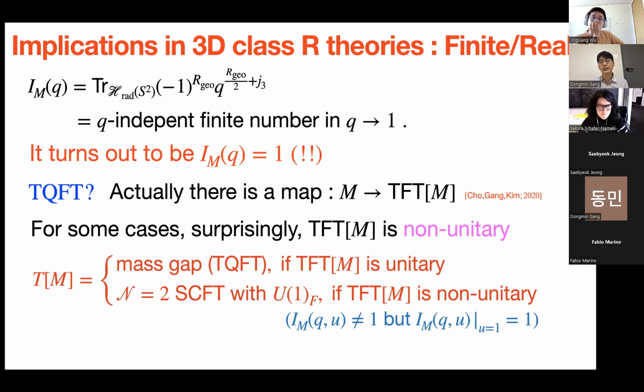If this is a unitary case, it turns out that the corresponding 3D theory always has a mass gap and flows to this TQFT. And in the non-unitary cases, it always flows to this N=4 CFT in the IR.